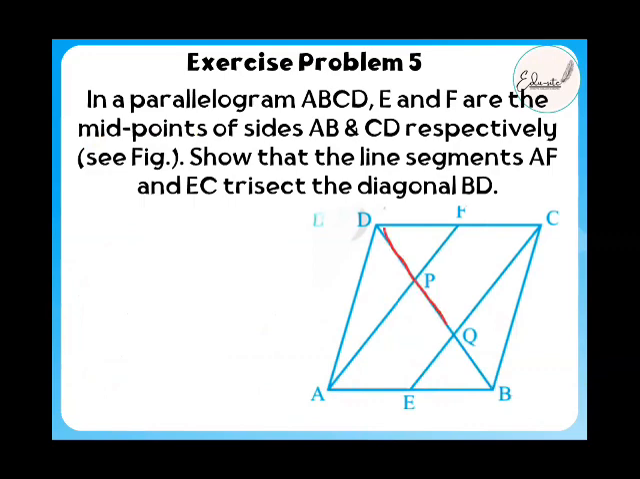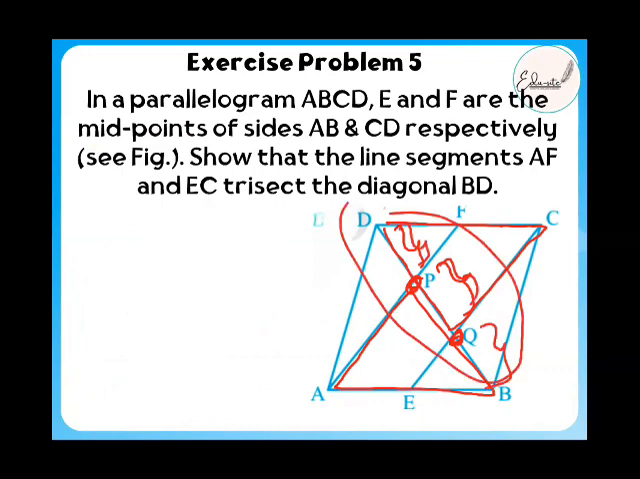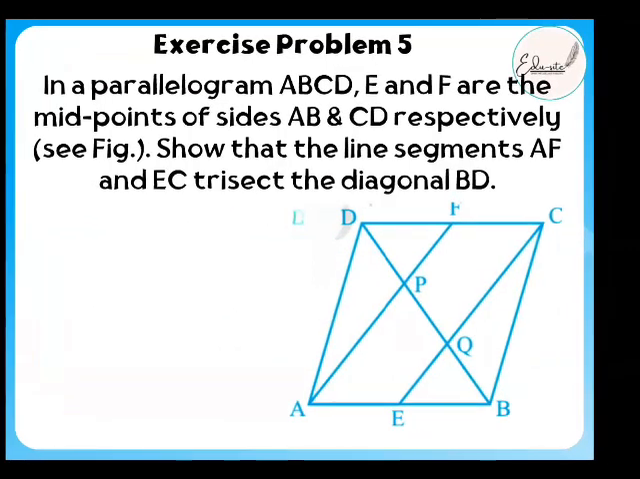How did we apply it? You have to apply a midpoint theorem in this triangle, and a midpoint theorem in this other triangle. If you apply it, this and this will become equal, right? Because P is a midpoint on this triangle and Q is a midpoint on this triangle. Then PQ is equal to DP, which is equal to QB. All these three are equal. Hence, EC trisects the diagonal PD. That's all. We are done with the proof.